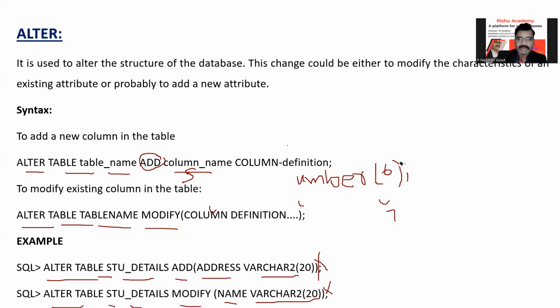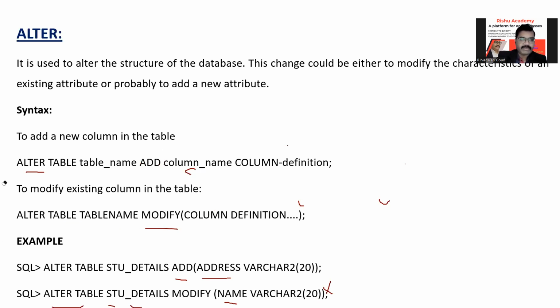Alter command means alteration. You just need to make changes in the table. Changes means it may be modified, you can add a new column, or you can make changes in the definition of the column.